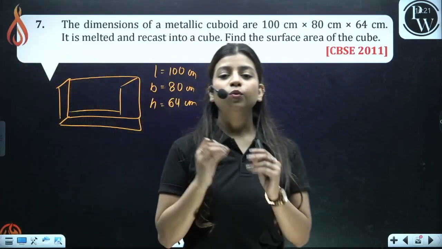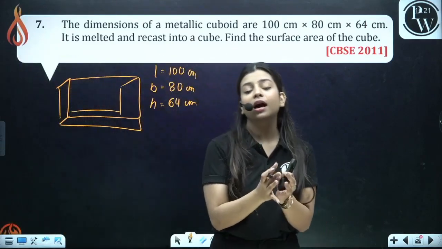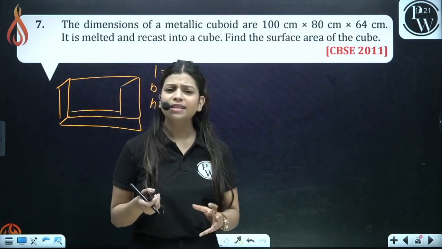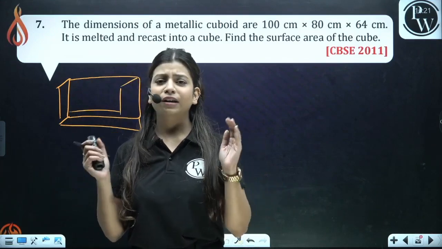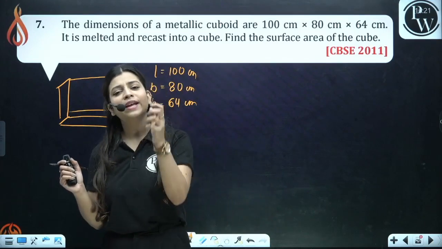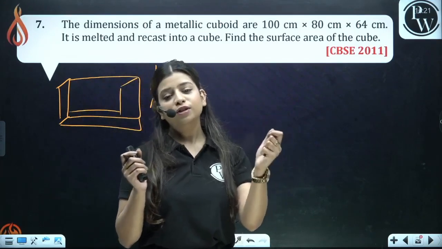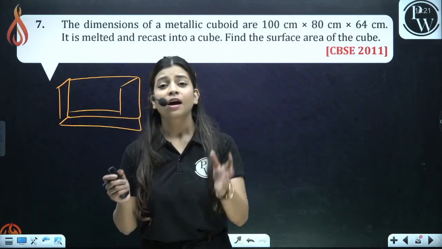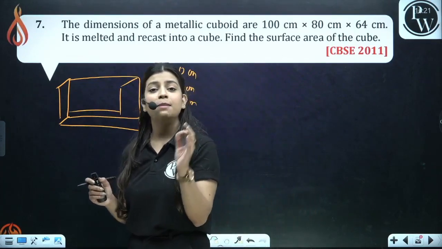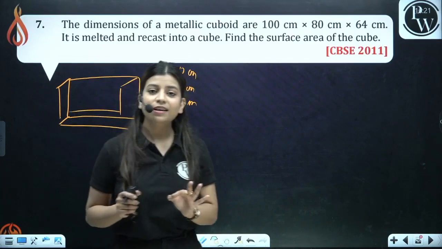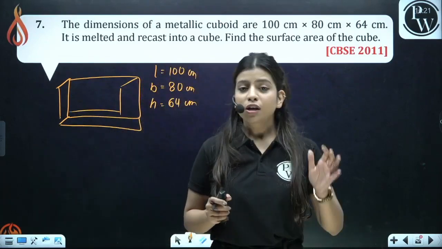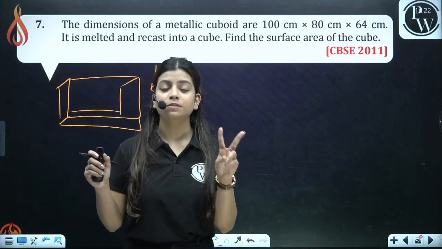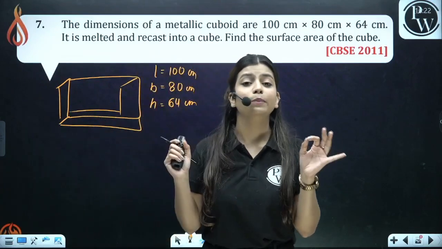Wherever, dear students, you see this word melted and recast, that means the volume of that particular thing will remain the same. For example, we have done clay modeling when we were kids. We used to take the same clay and mold it into different shapes, for example a cat, a dog, a penguin, a mango and whatnot. But what is the same in that case is the amount of clay, or we can say the volume of clay which we have used. So whenever it comes to recast and melting, the volume of both of those solids will be the same.